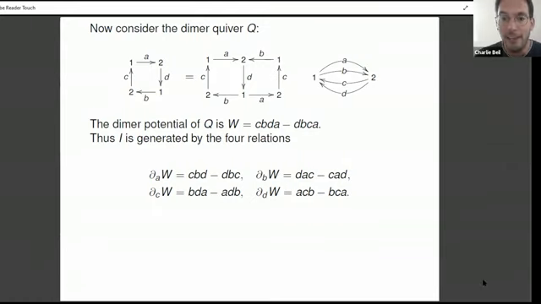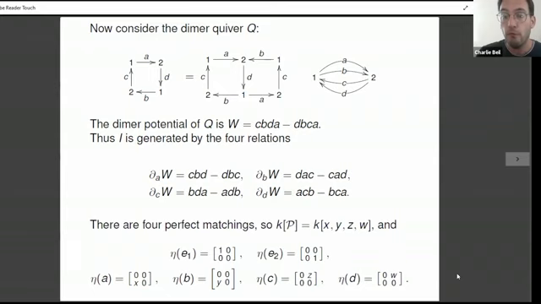So you just read it off, and it doesn't matter how you cyclically permute these. You could put the A in front there, and it's the same superpotential. Therefore, I is generated by the 4 relations. We take these 4 cyclic derivatives with respect to each arrow. So we have 4 relations.